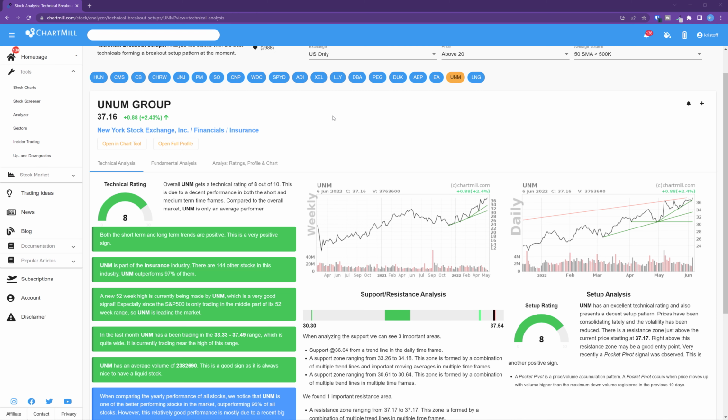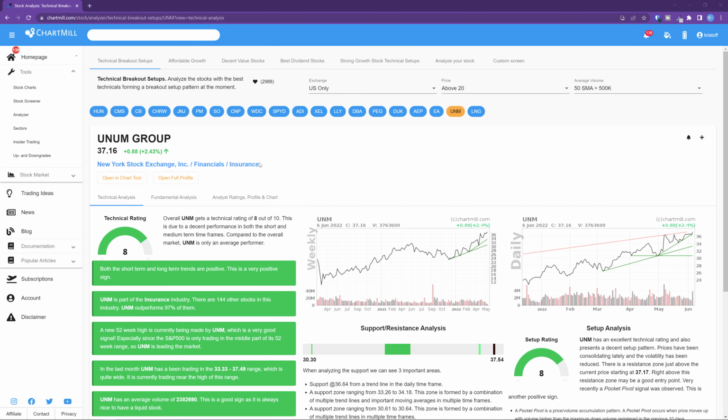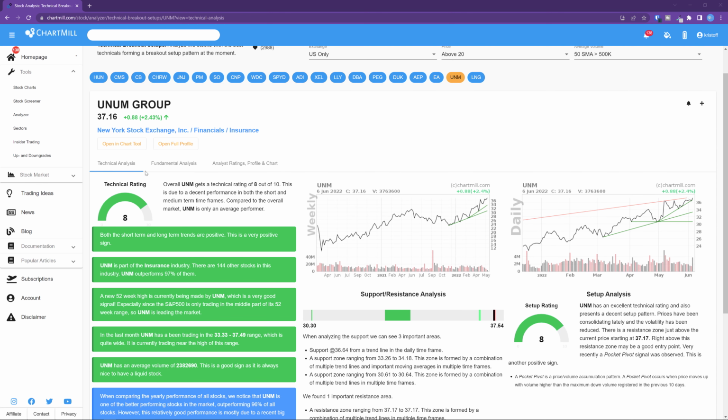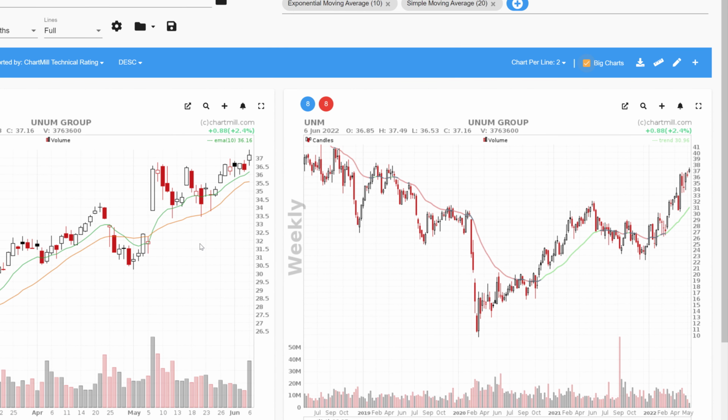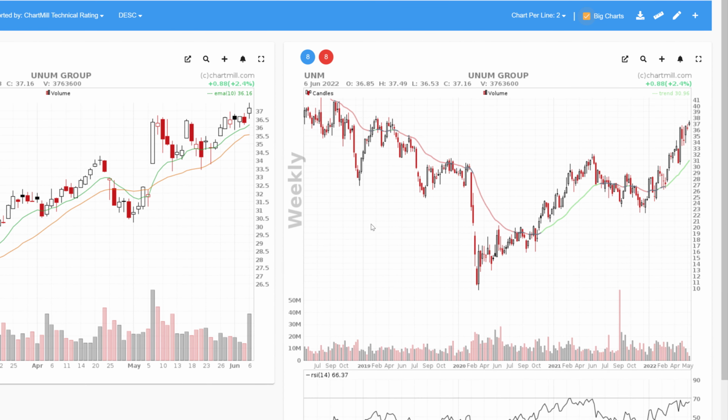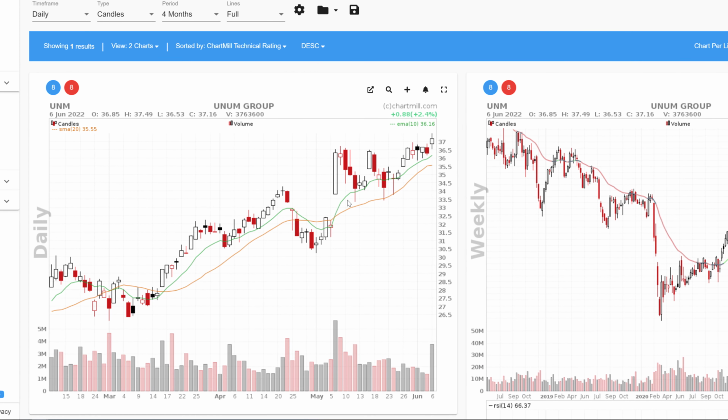On to the next one, which is UNM Insurance, also listed on the New York Stock Exchange. And yesterday, this stock closed almost 2.5% higher. So let's take a look at the chart tool. And this is actually a real trading setup. On the weekly chart, the trend is up. Very obvious. And on the daily chart, I recognize an ascending triangle pattern.